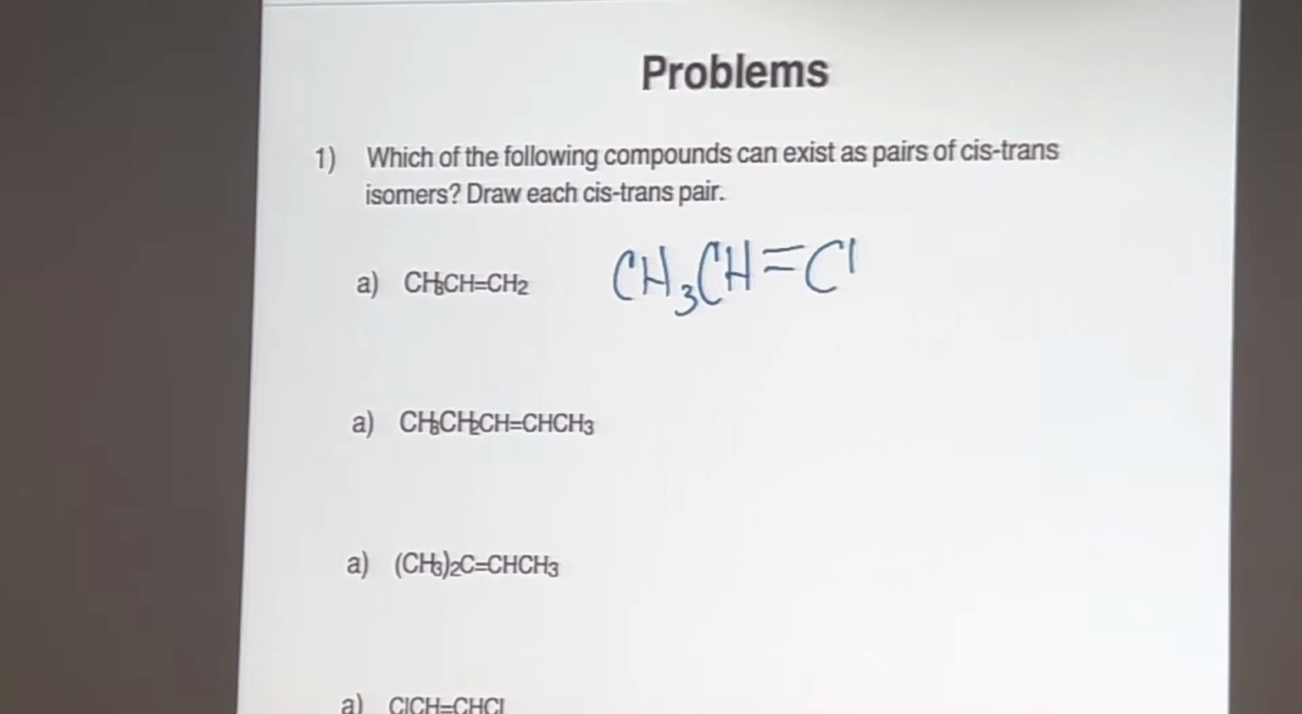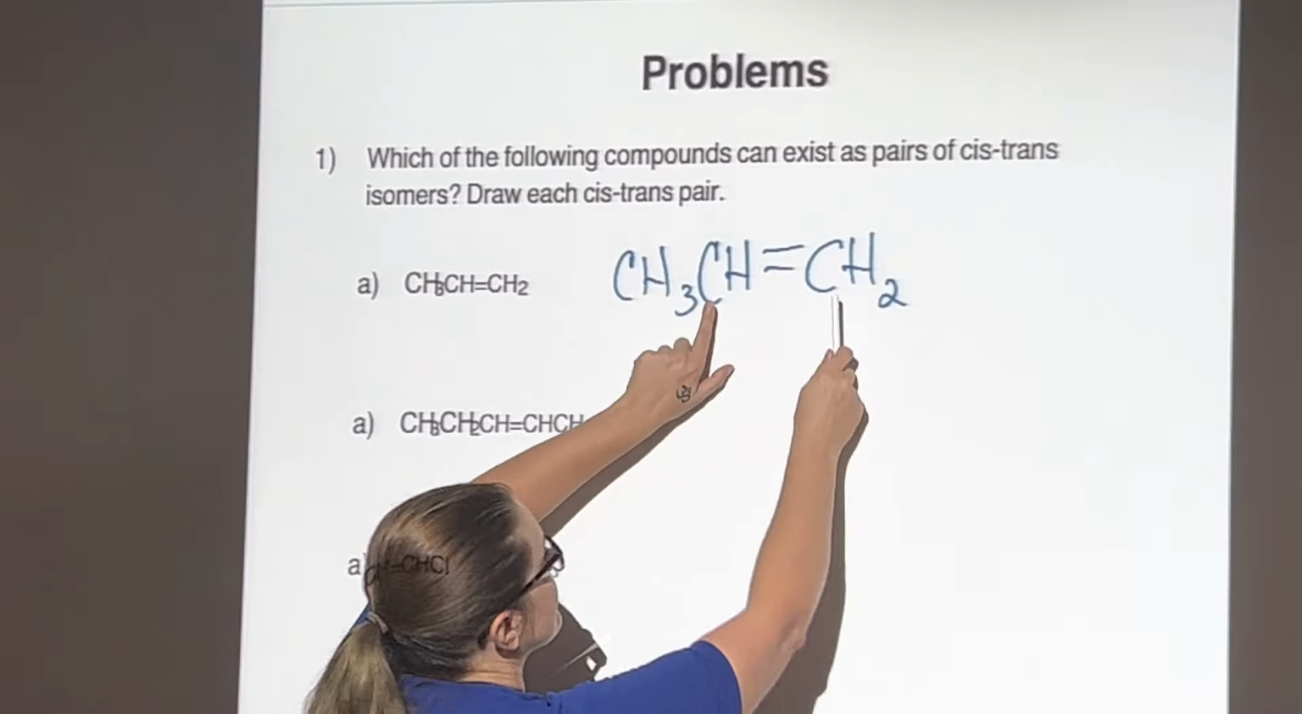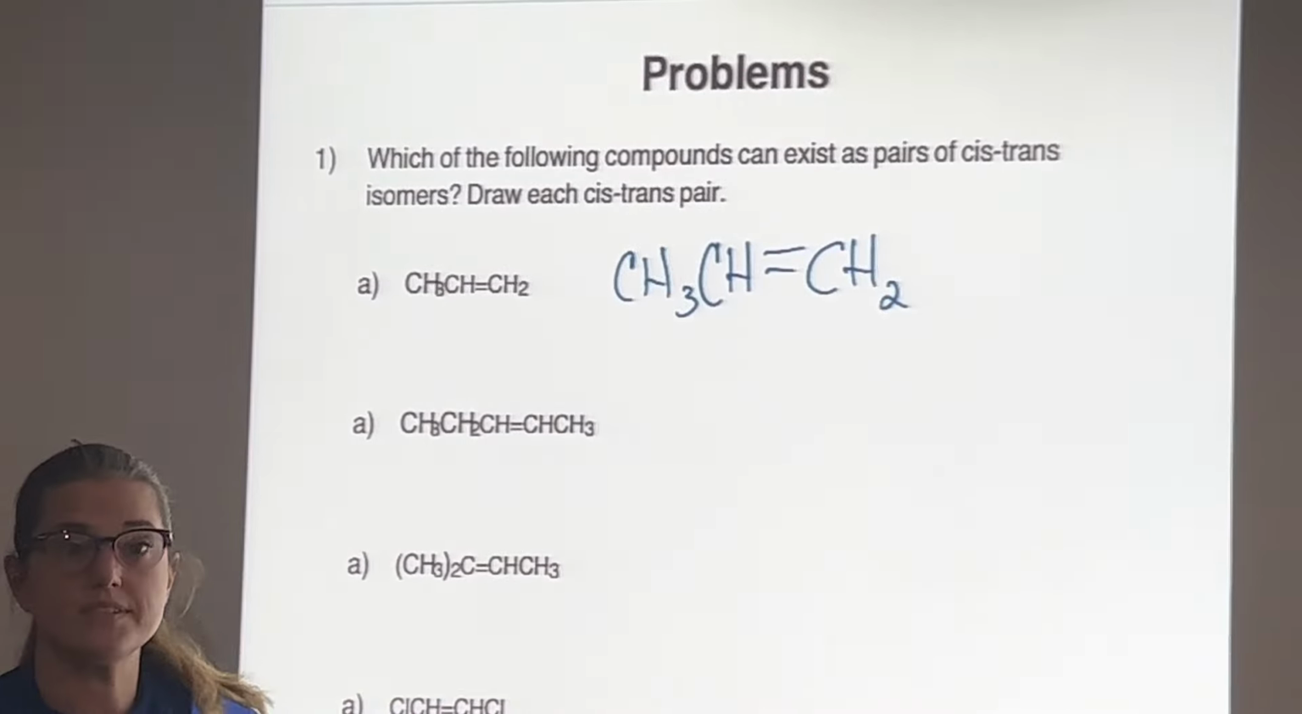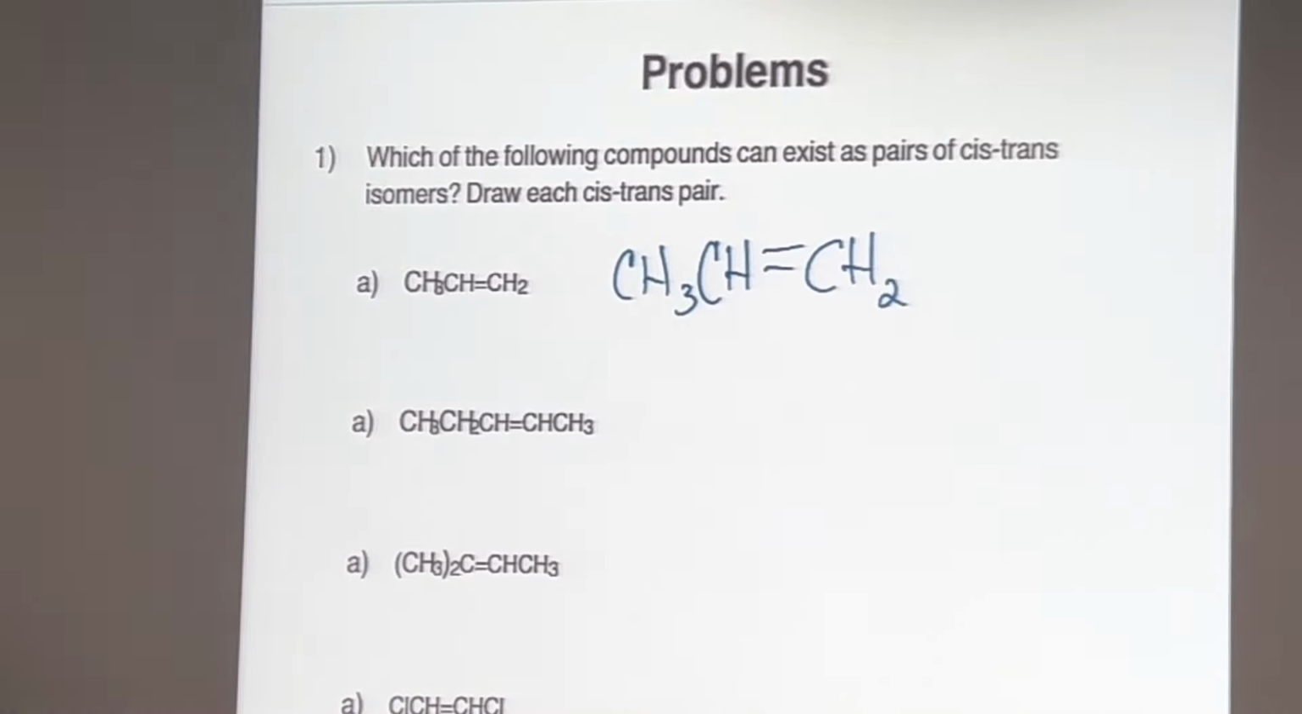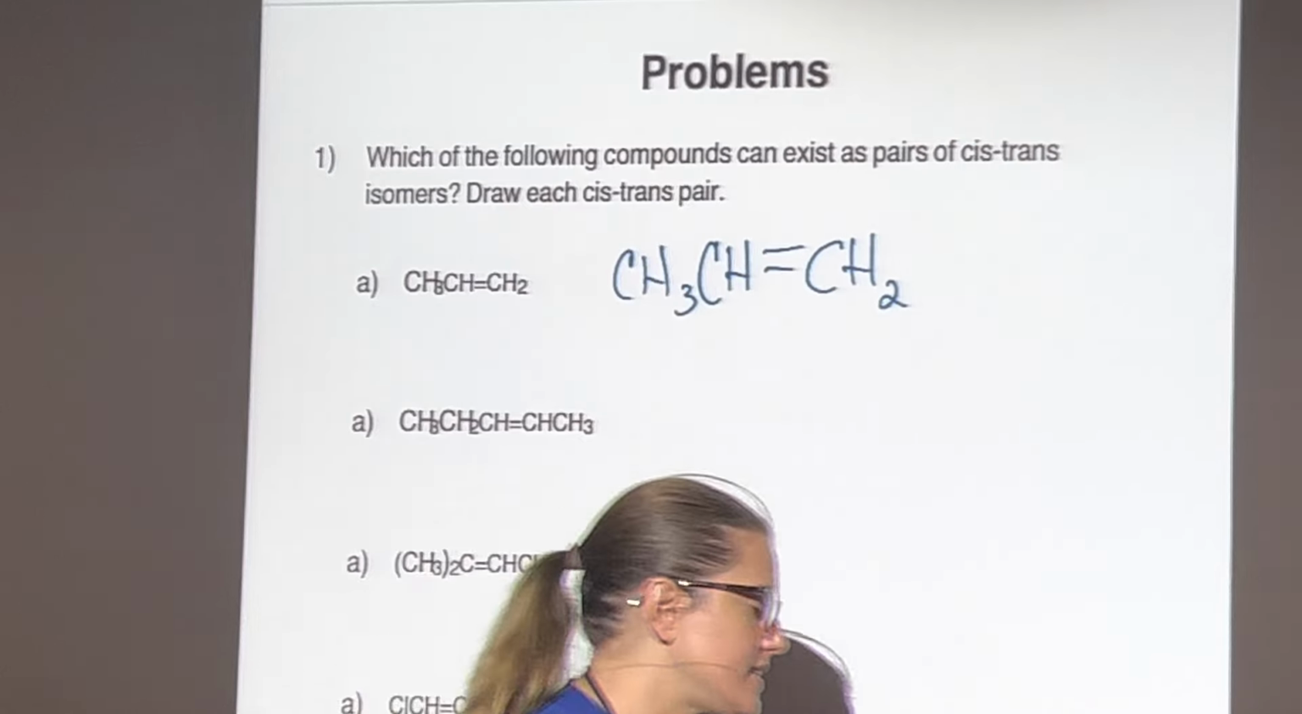Okay, so the first 1A, that is CH3, CH double bond CH2. And the question is, which of the following compounds can exist as cis-trans isomers, and draw each cis-trans pair if it can exist as cis-trans isomers. So the first thing we're gonna do is look at the carbon on each side of the double bond and ask ourselves, is this carbon bonded to 2 different things? And is this carbon bonded to 2 different things? We might have to draw it out to see it better.